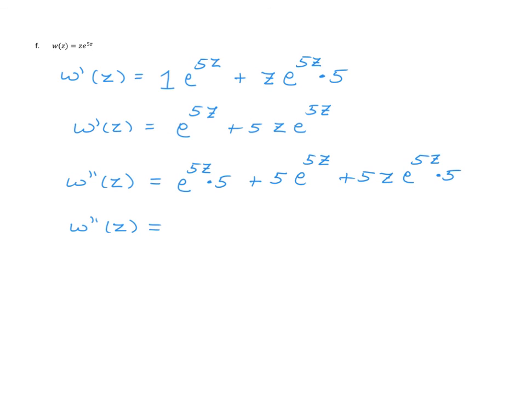So just simplify here a little bit. We have 5e to the 5z, but we have it twice, so it's really 10e to the 5z. And then we have plus 25ze to the 5z.